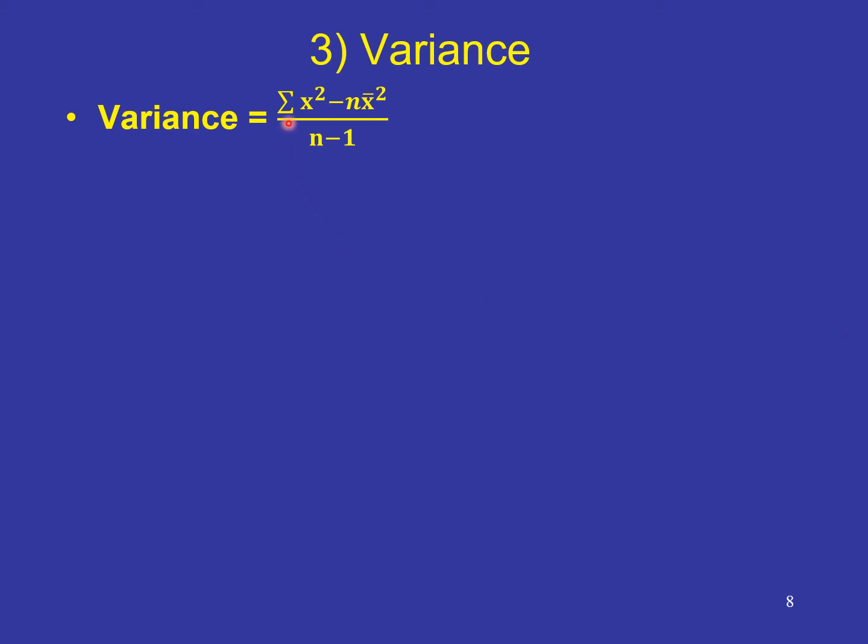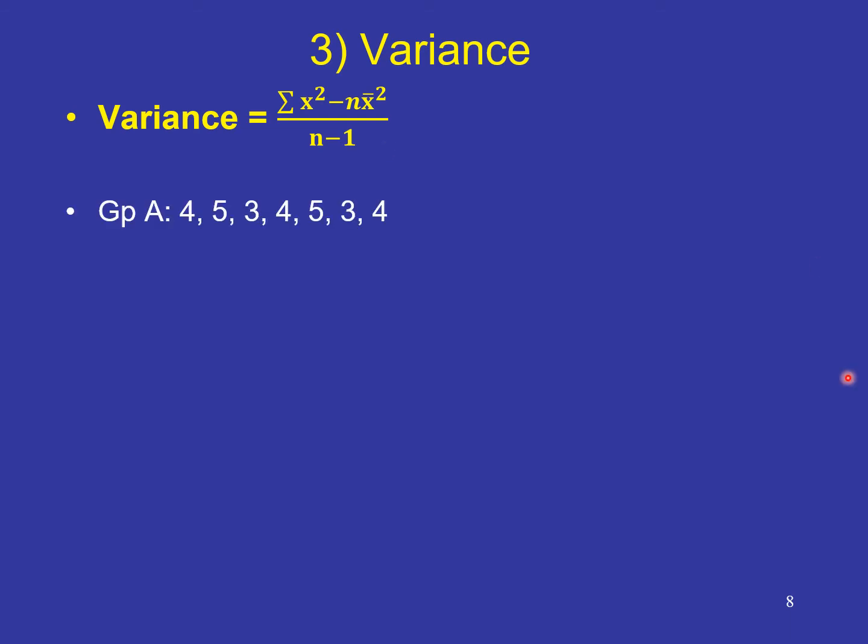So it says sigma x squared. That means we have to add up the x squareds. Now x is just the observations. So we have to square each of our values and then add them up. We then need to take away n lots of x bar squared. Now x bar is the mean. So we have to square the mean and we have to multiply it by n, where n is the number of observations. And then finally, we need to divide by n minus 1.